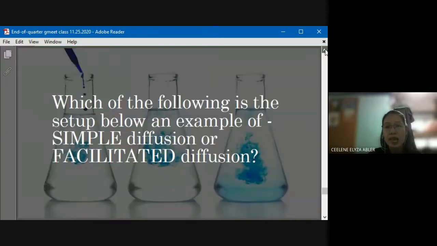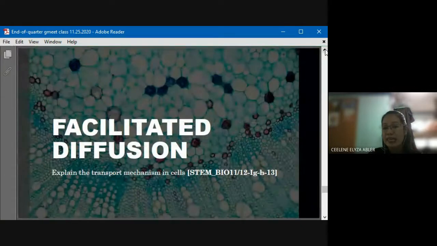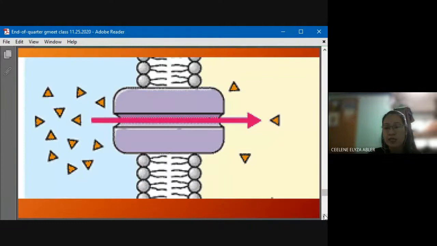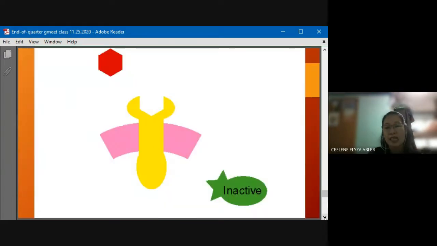So tandaan ha, yan ang inyong facilitated diffusion. So it's actually movement of substances, diffusion of substances across a cellular membrane, a semi-permeable membrane, with the use of your membrane proteins. So, ganun ang gagamitin for facilitated diffusion.